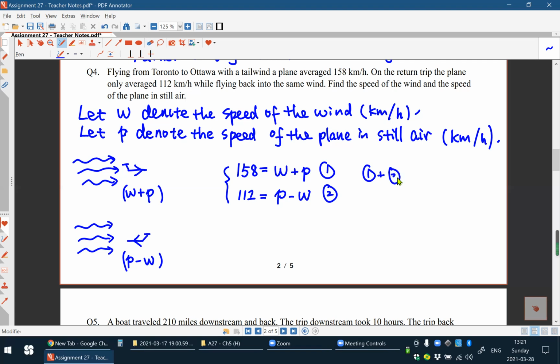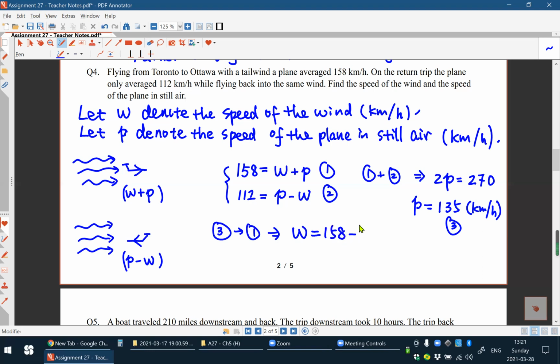Now we can use the elimination method to eliminate one of the variables. We can use the first equation plus the second equation, and this will give us 2P equals 270, right? Okay, that means P is 135 kilometers per hour. And let's call this 3. Then we can put 3 back into 1. This means W is 158 minus 135, which is 23 kilometers per hour.